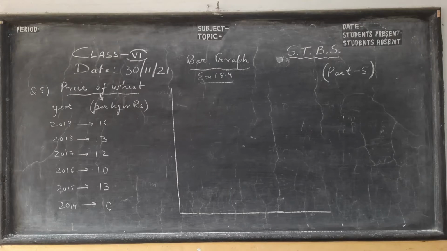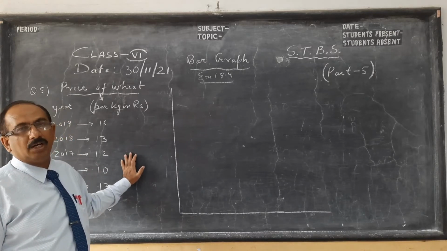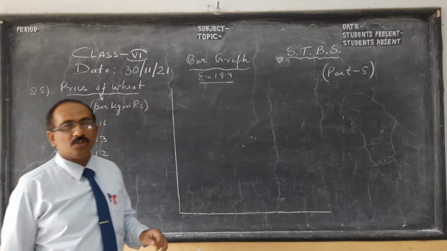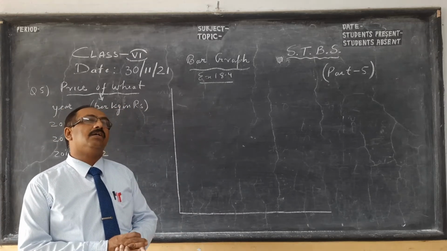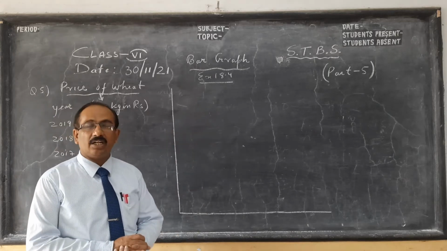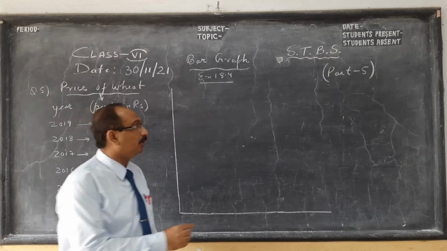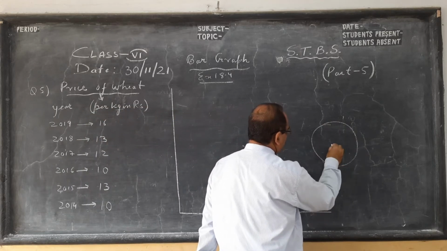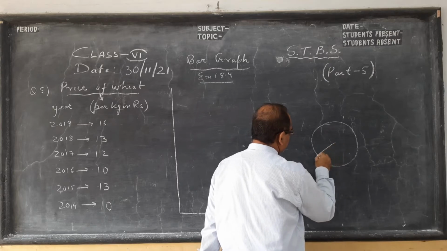So hello children, today we are going to start a new topic called bar graph. It is said that one picture is worth 1,000 words. That's why we see a lot of bar graphs and pie charts in newspapers and magazines. A pie chart is another nice thing where we draw a circle and different areas. This is called a sector.